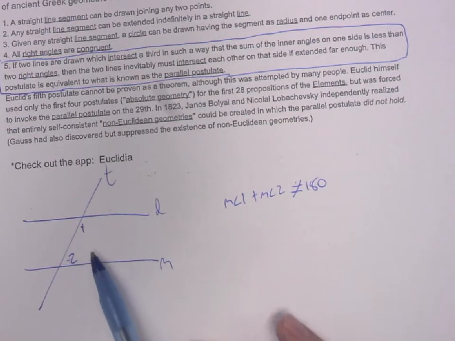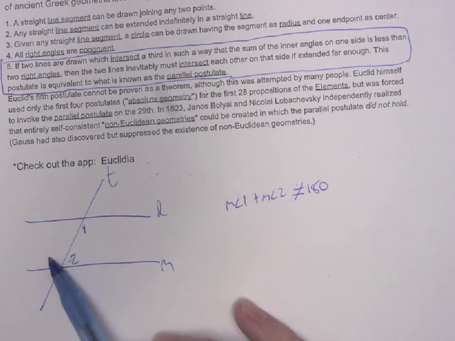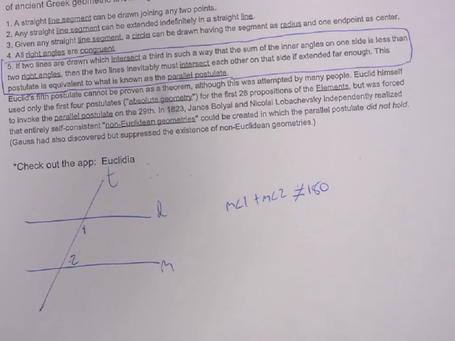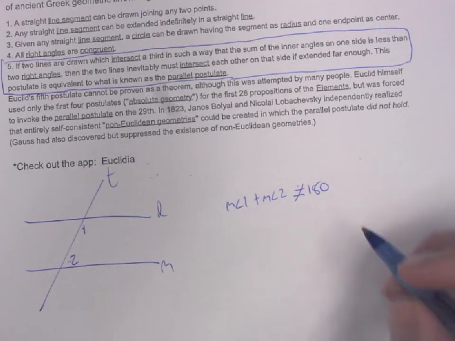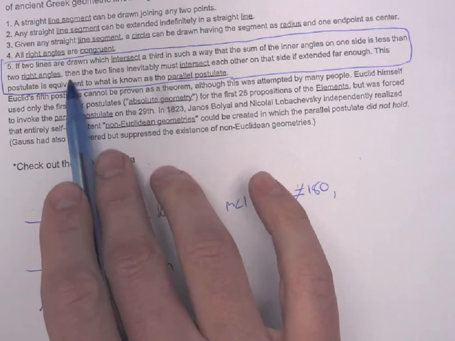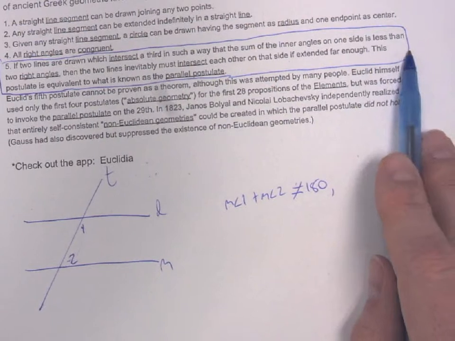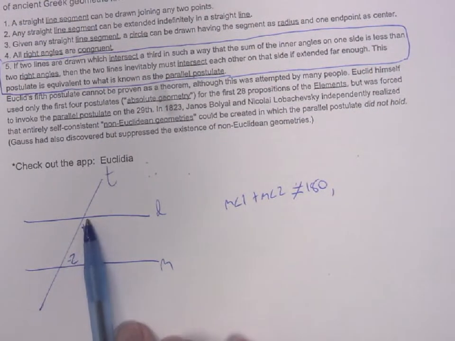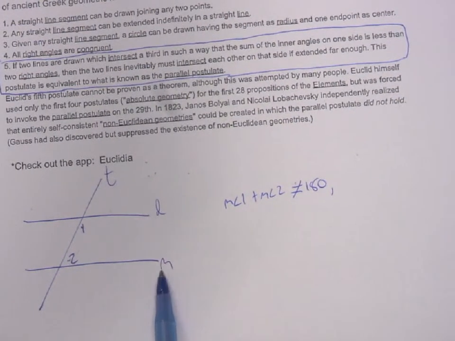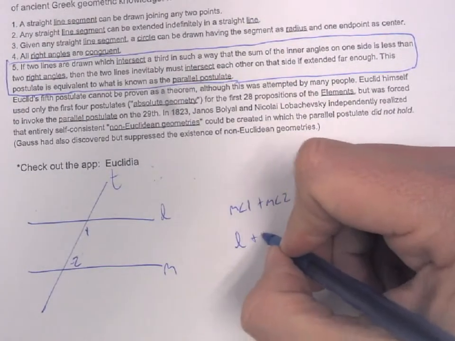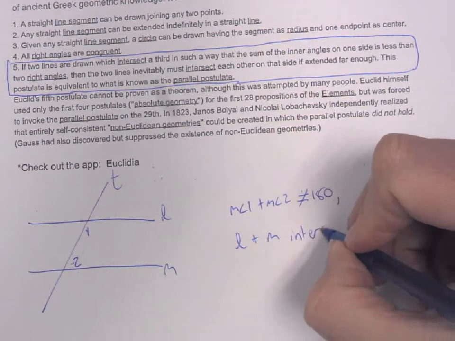Now, it says less than, but if they're less on this side, they're greater on this side. And if they're greater on this side, then they're less on this side. So either way, if these don't add up to 180, then the other ones don't add up to 180 either. So let's say the measure of angle 1 plus the measure of angle 2 is not equal to 180. If that's the case, then the two lines inevitably must intersect each other if extended far enough. So if these two don't add up to 180, then these have to cross. Okay? Let me finish this out: L and M intersect.